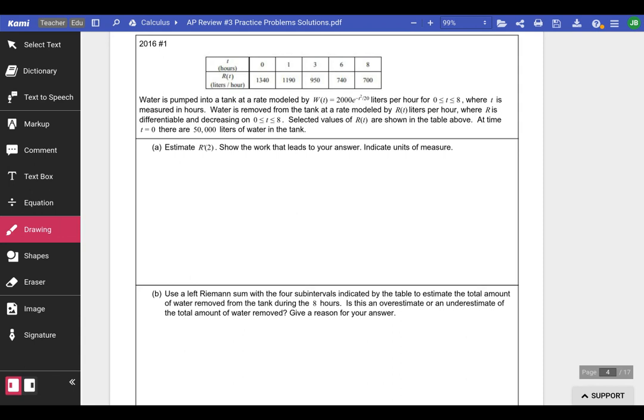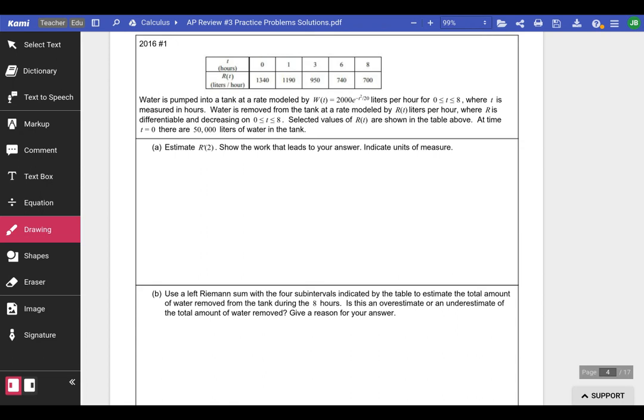Everyone, in this video I'm going to talk through question number 1 from the 2016 AP exam. And so what we have here, our setup is that water is being pumped into a tank at a rate given by this function. And then it's being removed from a tank at a rate modeled by R of t, and we have select values of R of t in the table.